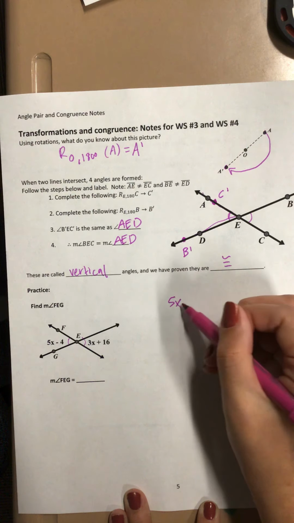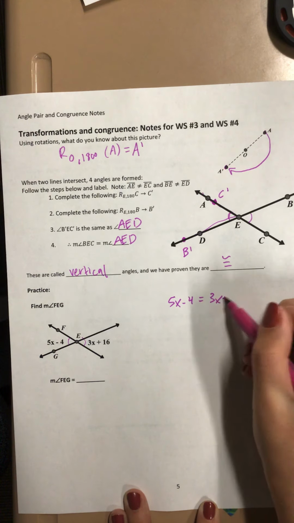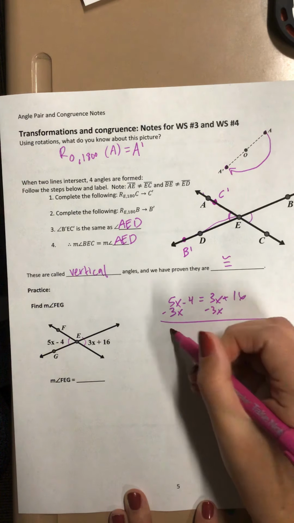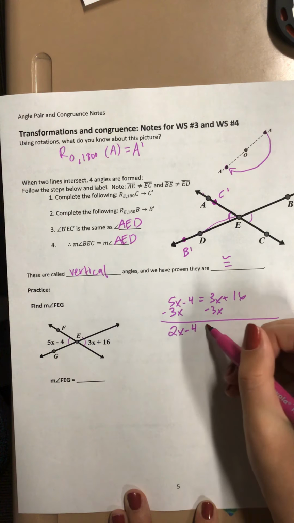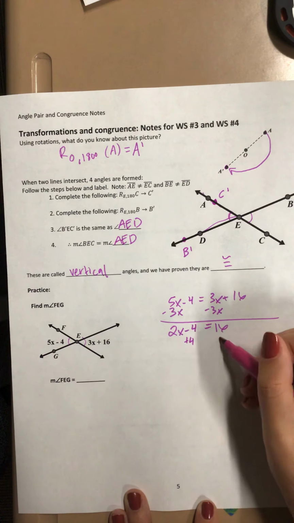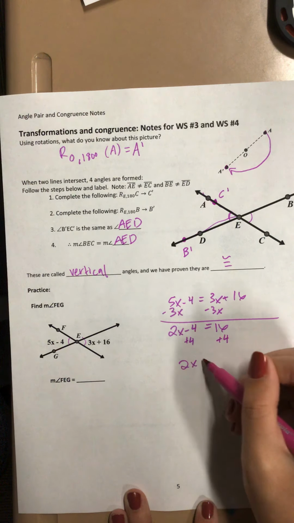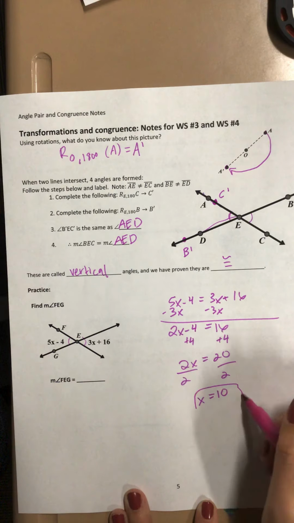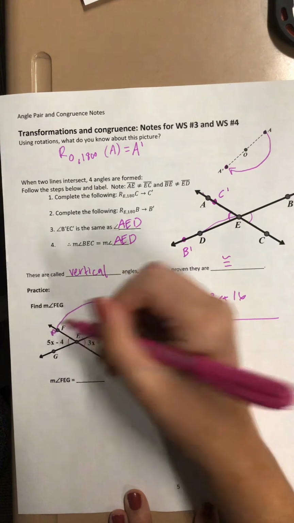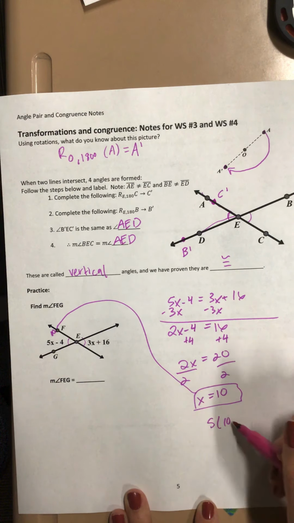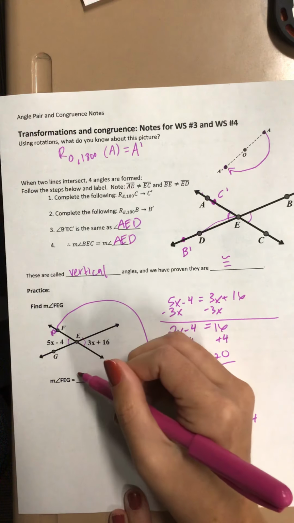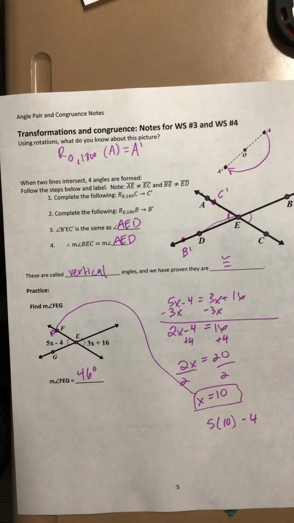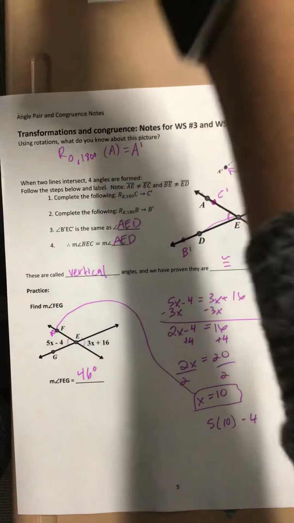So we would do 5x minus 4 equals 3x plus 16. Move your 3x on both sides. 2x minus 4 equals 16. Add the 4 to both sides. 2x equals 20. Divide by 2. X equals 10, then plug it back in here. So 5 times 10 minus 4 is 46 degrees. So that's all for that first page. And then we're going to go to the next one.